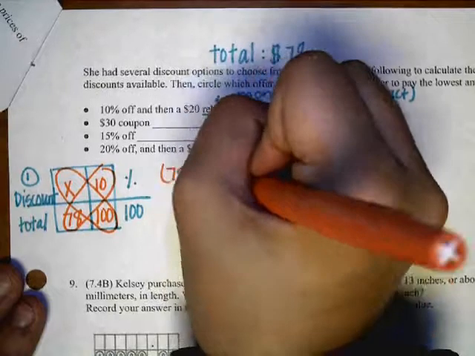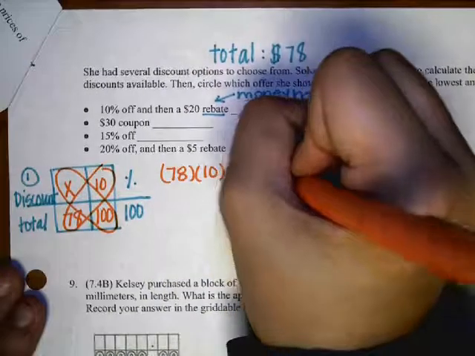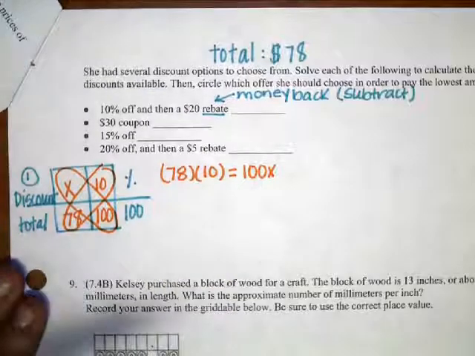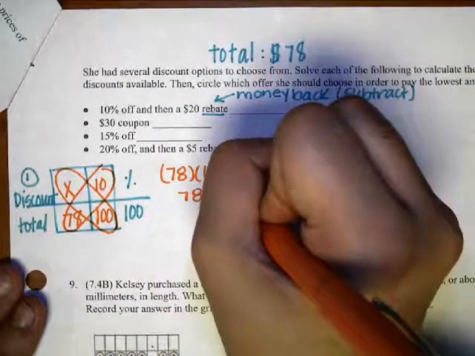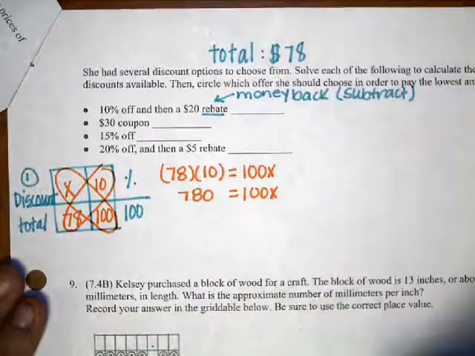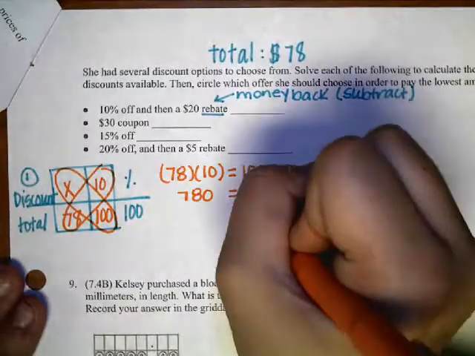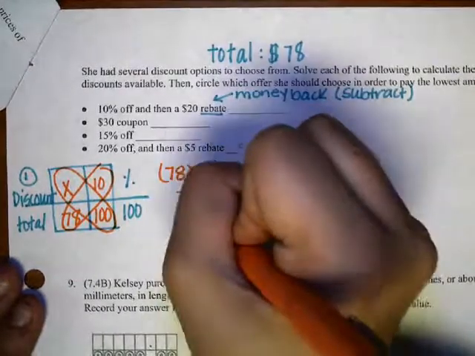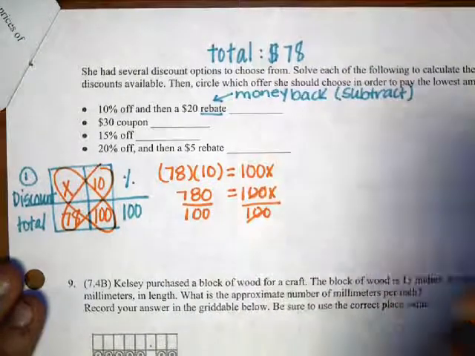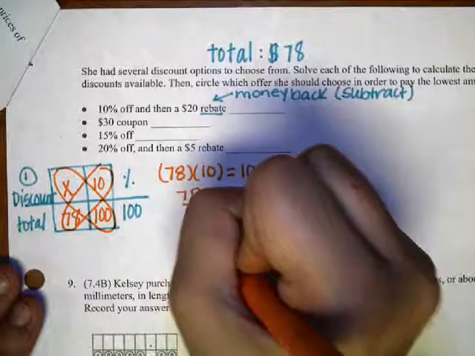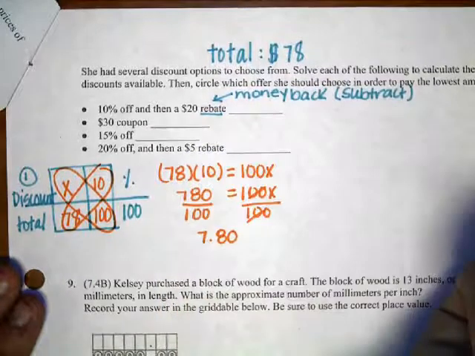78 times 10 equals 100x. 78 times 10 is 780 equals 100x. And when we divide by 100, we can simply move our decimal over 2 spaces to the left. So then our discount is $7.80.